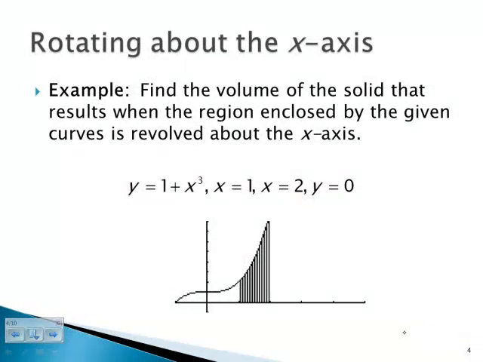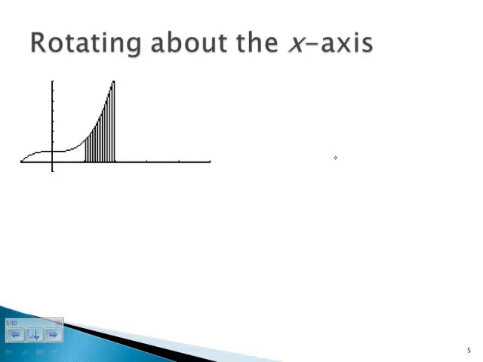Now we're going to look at an example of an application of the disk method. The directions are to find the volume of the solid that results when the region enclosed by the given curves is revolved about the x-axis. Here we have the curves y equals 1 plus x to the third, x equals 1, x equals 2, and y equals 0. We're going to write down this information again.